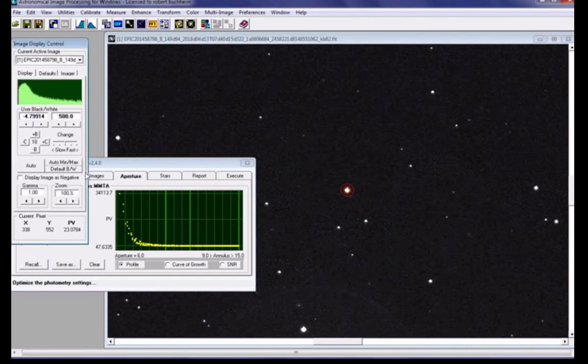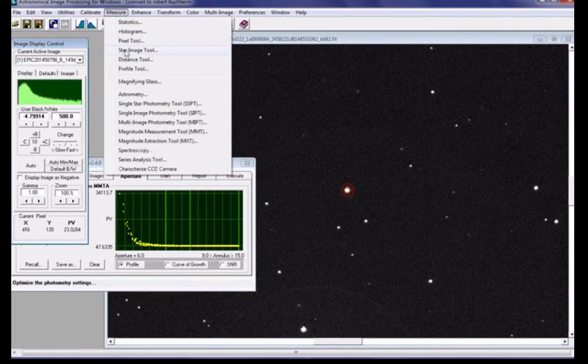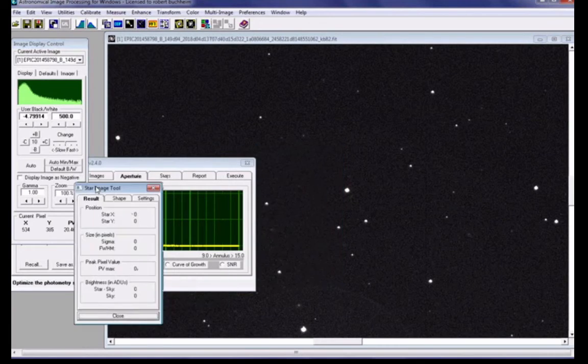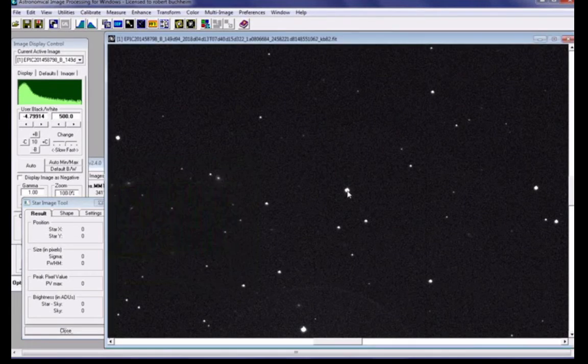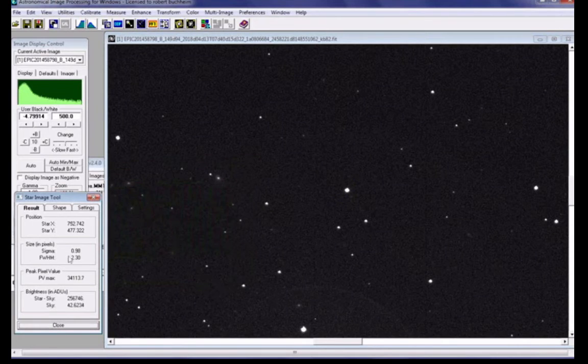And I noticed that I don't see it as a problem. Let me pull up another tool here, the star image tool. If I click on that same star, which was your target for the EB project, full width half maximum is 2.3 pixels, which is barely sufficient sampling.